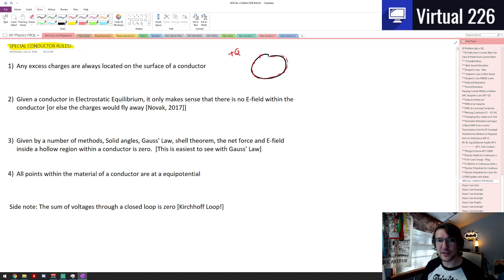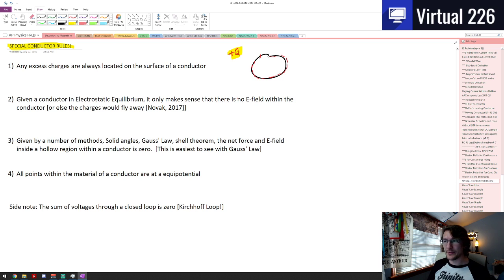Okay? Even if this is like a solid ball, like if this is a solid copper ball, all of the charges are on the surface. All the excess charges are on the surface. So whatever is giving it this positive Q, those charges are on the surface only. Okay? And the reason why is due to the second part here. Given a conductor in electrostatic equilibrium, like this ball with some charge Q on it, it only makes sense that there's no electric field within the conductor itself.